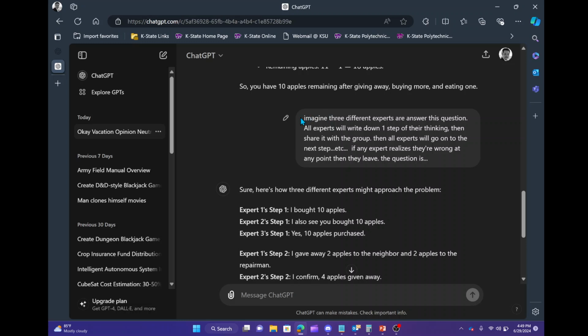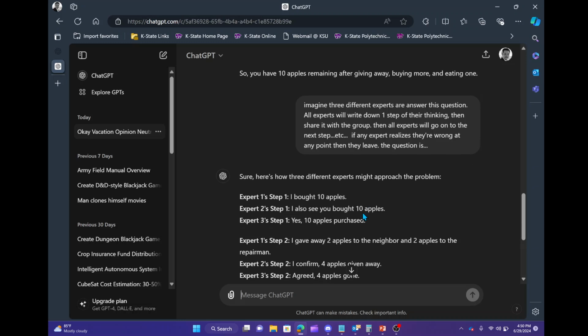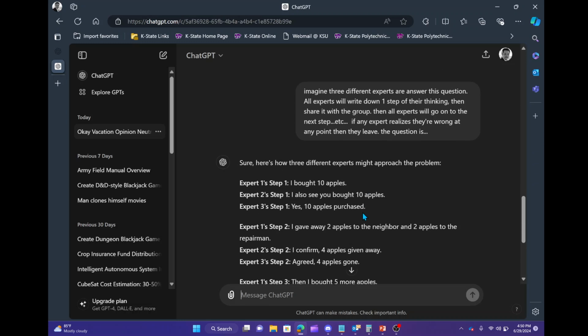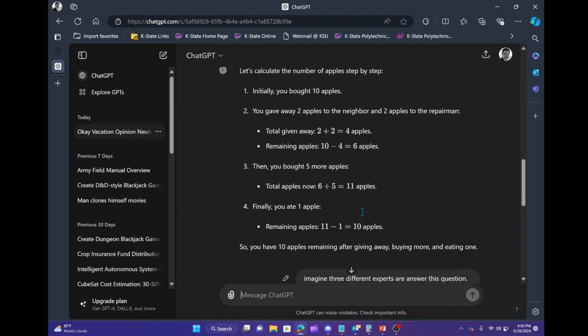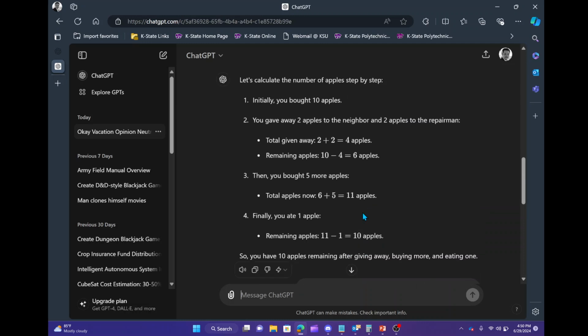Now, this is an example of the large language model actually looking back and using the training data in the thread that we just provided it. And I kind of don't want it to do that. I need to set up a separate, fresh session. So what it's doing is going through 3 different experts might approach the problem as it relates to the apples in the example that we just provided it, and I don't want it to do that.